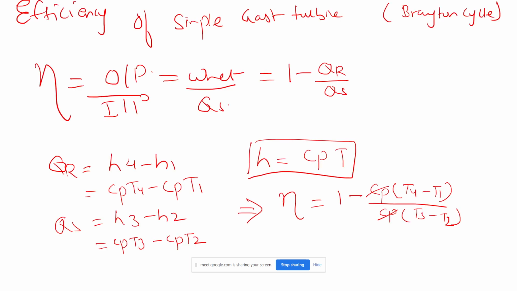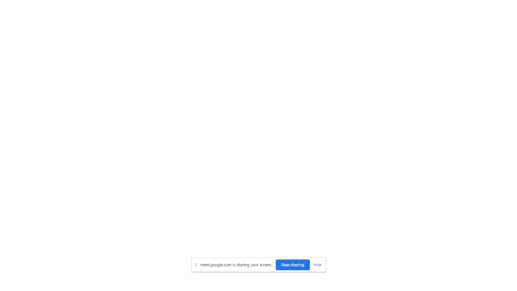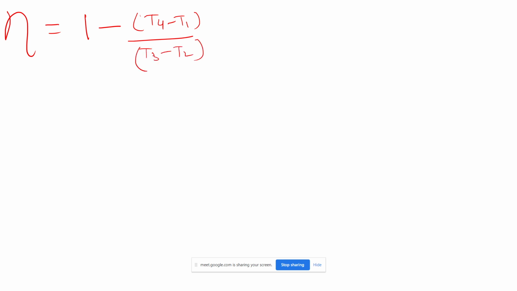So have you noted down? If anyone wants to note down, I can stop here, or should I continue? Continue. Okay. So from the previous, what we got is 1 minus T4 minus T1 divided by T3 minus T2.